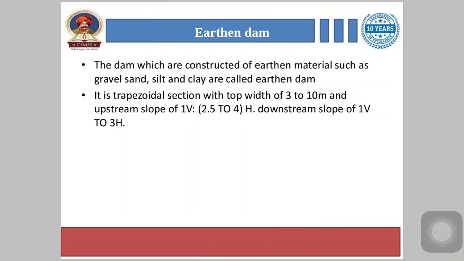With the increased knowledge of the behavior of soils and the development of earth moving machinery, earth dams can be constructed economically even up to a height of 250 to 300 meters. It is a trapezoidal section with a top width of 3 to 10 meters, an upstream slope of 1 is to 2.5 to 4, and a downstream slope of 1 is to 3.